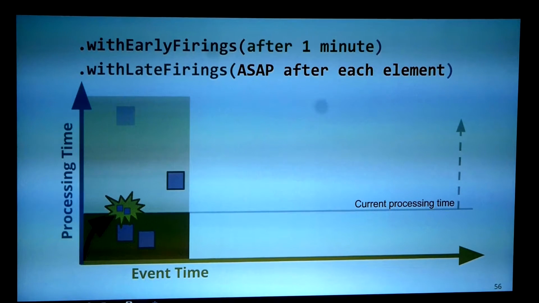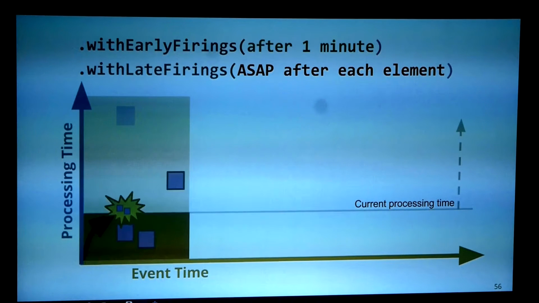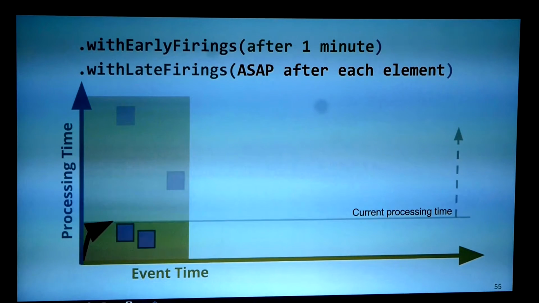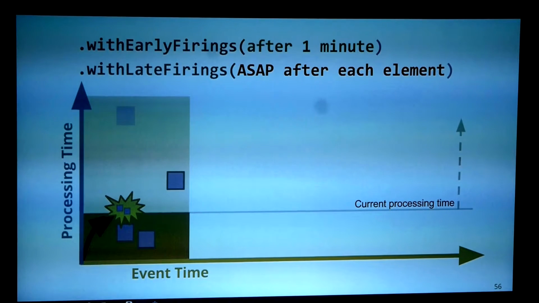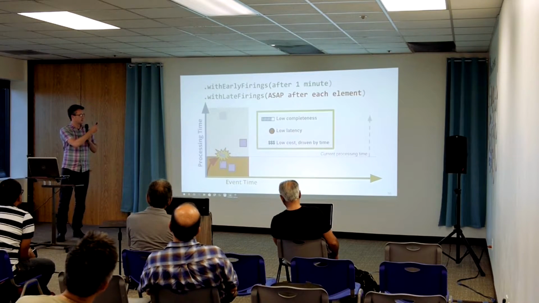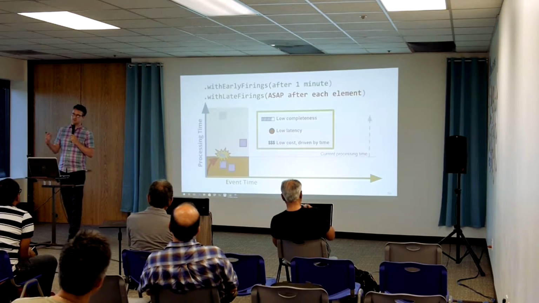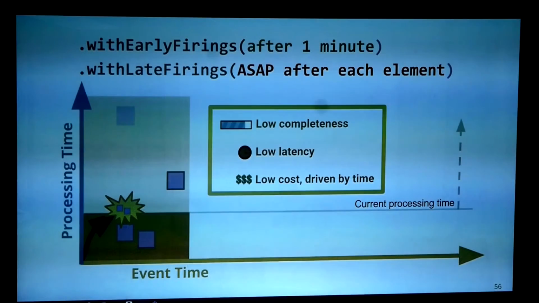This early firing has some good properties. Processing time advances 1 minute. I buffered them, and then 1 minute of processing time advances, and I've emitted some output. It's an aggregate of these 2 elements. This early firing has the good properties that it's low completeness, right? We're not waiting until the end of the window. And it's low latency. It's bounded by this processing time timeout. But it can also be low cost because it's driven by processing time, right? You can have a ton of elements arrive within that timeout, and they're all going to result in one aggregation.